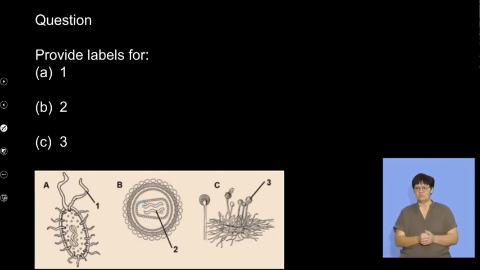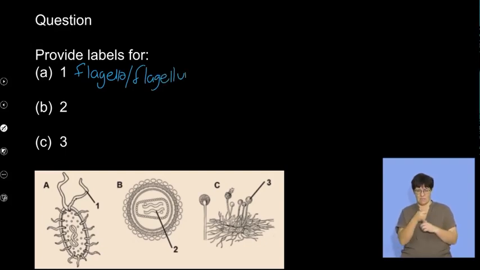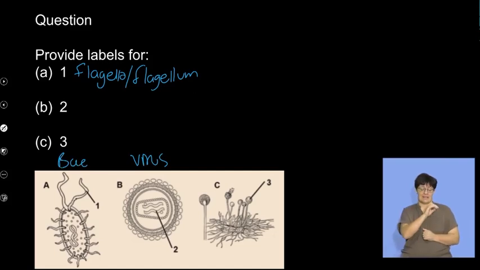Now, the labelling question: provide labels for 1. Number 1 is our bacterium, and that is a flagella or a flagellum. You can use either. 2 is the tail, but try not to use tail because that's not the correct term. Number 2, as we said, this is a virus. So let's just put here bacteria, and we said this is fungi.